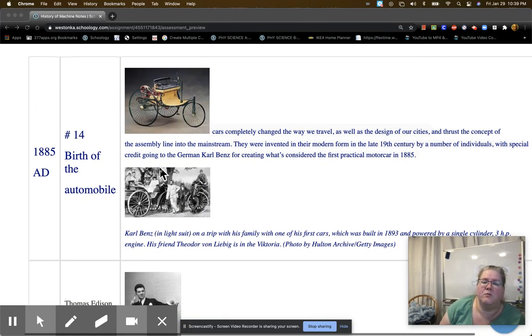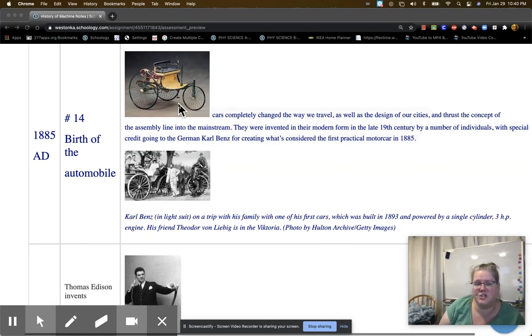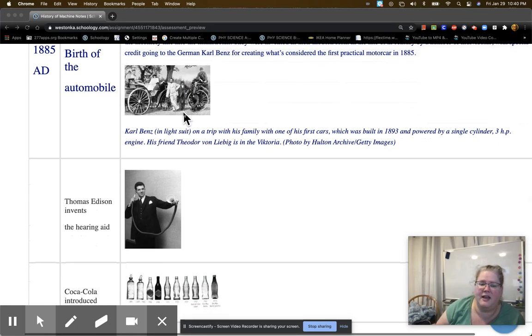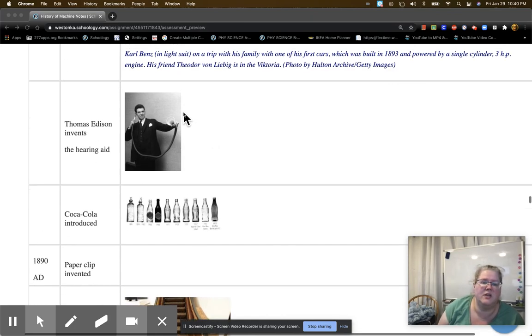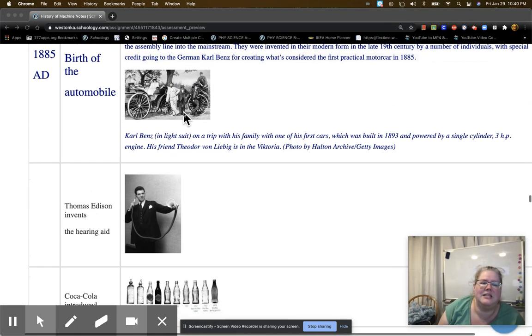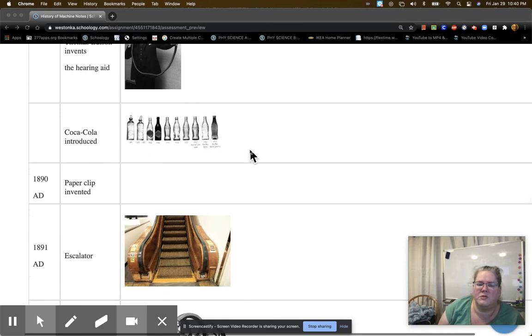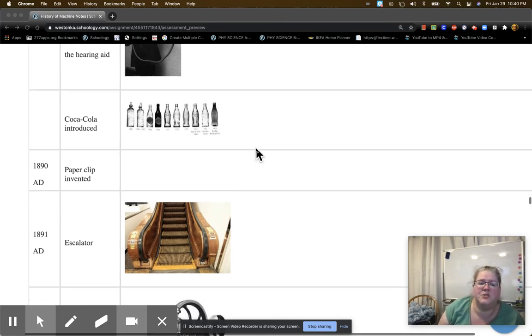The birth of what we would start to consider the automobile that isn't steam driven, in 1885. This is the internal combustion engine. We took a carriage chassis and we mechanized it, and then it became what we see today. Thomas Edison and the hearing aid. Coca-Cola was introduced, and that was in 1885. Coca-Cola was originally a medication, and it had cocaine in it. Paperclip was introduced in 1890.